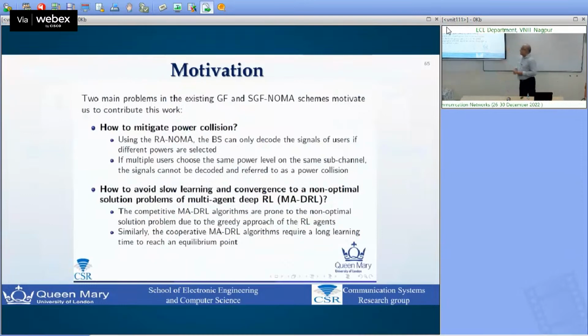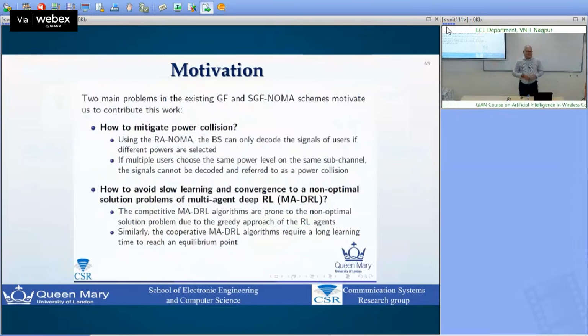That means the difference between competitive and cooperative. If the devices compete, what will happen? If they collaborate, what will happen? There are 2 types of multi-agent deep reinforcement learning: one is competitive, the other cooperative. They have different advantages and disadvantages. We are going to see whether we use competitive or cooperative. In the previous work, we used the competitive.